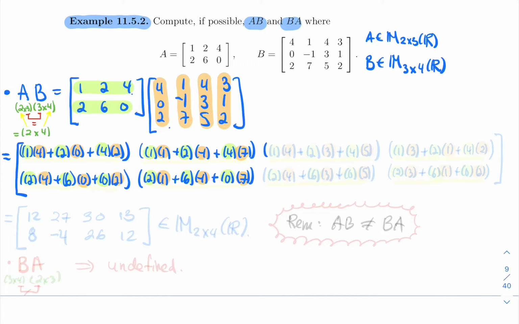So 1 times 4 plus 2 times 3 plus 4 times 5. And again, now using the second row of A with the third column of B, you're going to get 2 times 4 plus 6 times 3 plus 0 times 5.